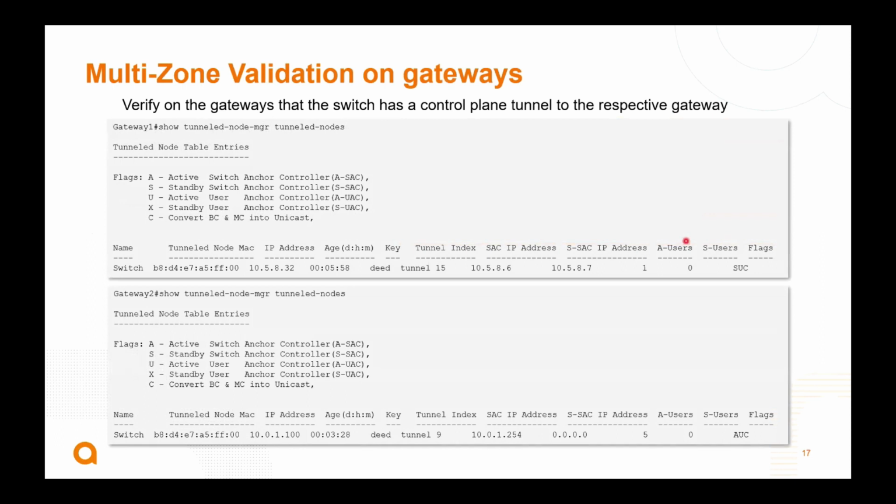Some of the validation for multi-zone at the gateway end is that you want to use the tunnel node manager tunnel nodes command that shows the switch tunnel, the control plane tunnel to each gateway. So you want to validate that the switch is up and that there is a tunnel between the switch and the gateway. We can see here I have the same switch being used, but one is going over the 10.0 network, the other is going over the 10.5 network, and both of these are separate controllers, separate gateways.